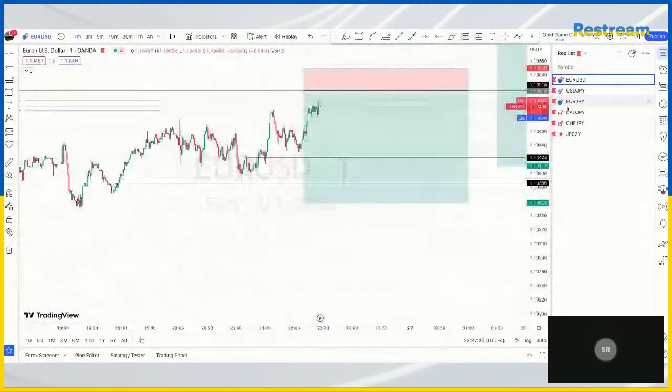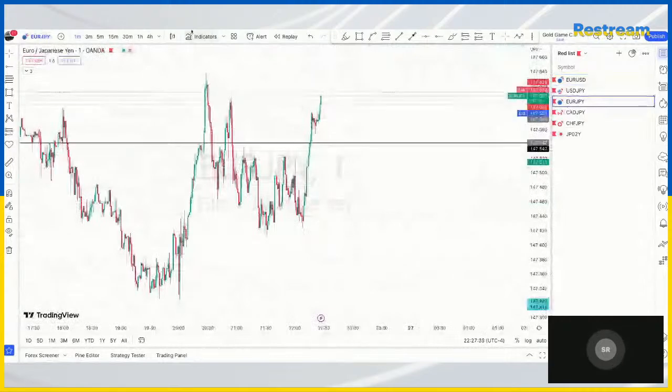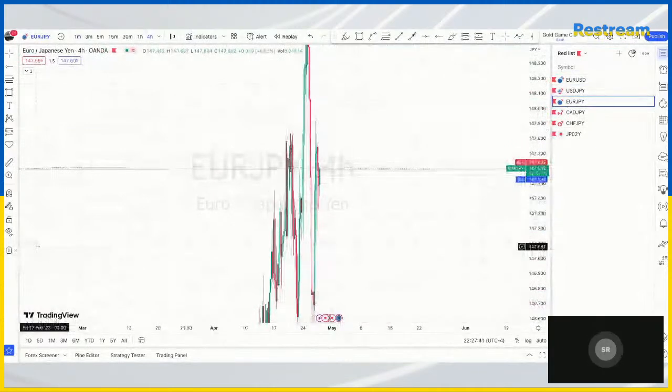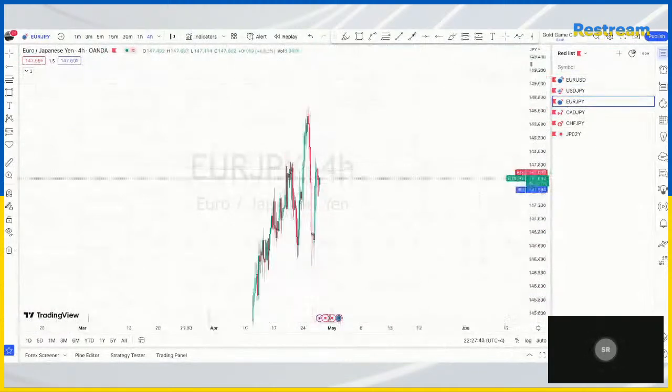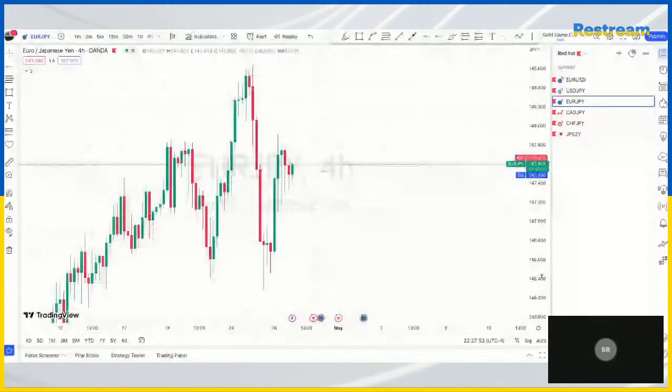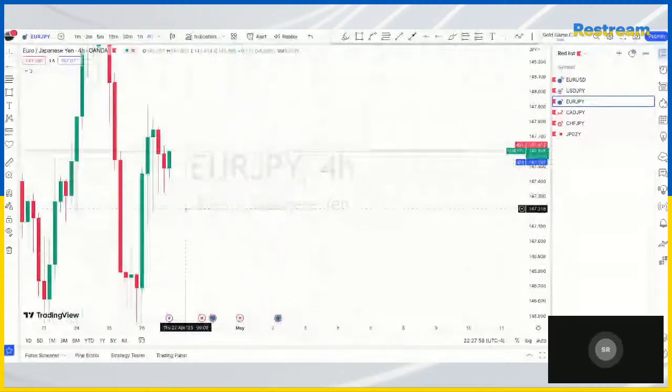All right, so Euro JPY, let's go on this one. Again to 4 hour. Always start with a higher time frame. I will remove all the drawings. Oh, that's beautiful. So now what do I see in here? Check this out. This is pretty cool because it's pretty obvious what's happening.